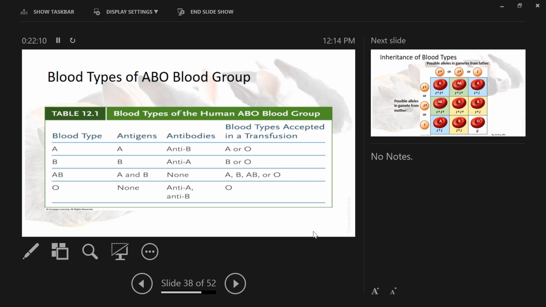All right? So in this case, A and B are codominant. So if you have the A allele, you're going to make that sugar, and it's going to be on your red blood cells. If you have the B allele, you're also going to make that sugar, and it's also going to be on the surface of your red blood cells. Okay? So that's where you can get 4 different blood types.